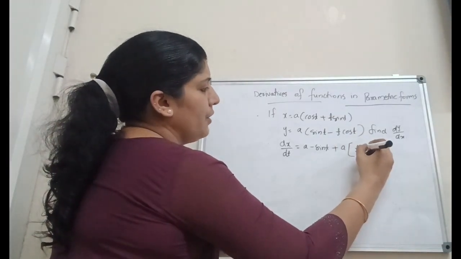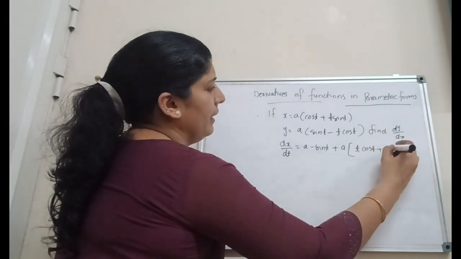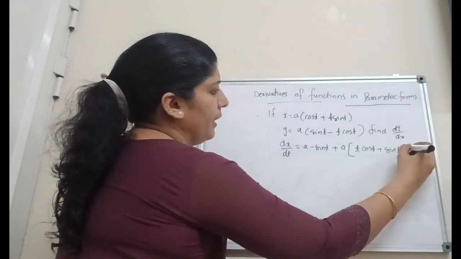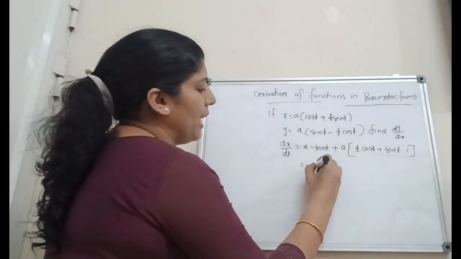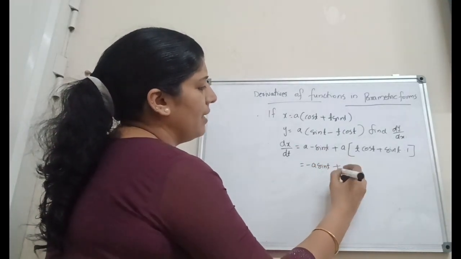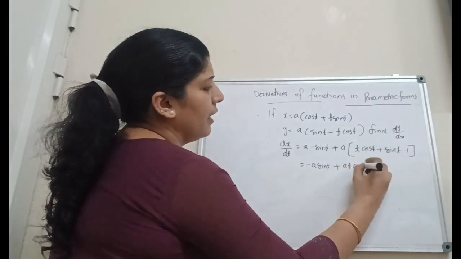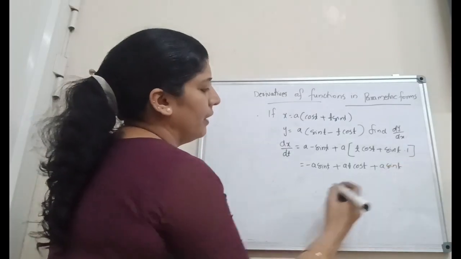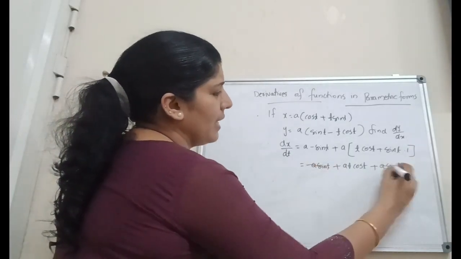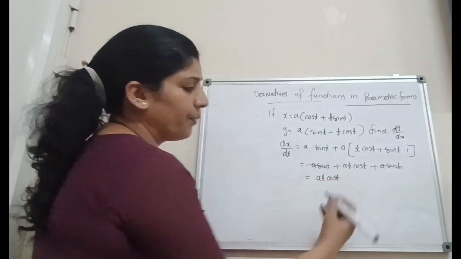First function t into d by dt of sin t is cos t, plus sin t into d by dt of t, that is 1. It is equal to a into minus sin t, that is minus a sin t, plus a into t cos t, that is a t cos t, then plus a into sin t. Now here minus a sin t plus a sin t cancel, that is equal to a t cos t.